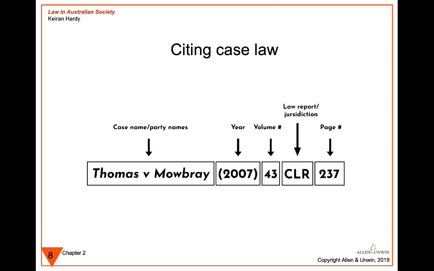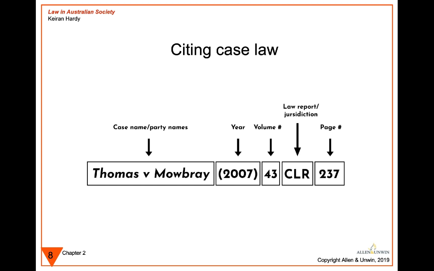We start with the two party names, in this case Thomas and Mowbray. And we say Thomas and Mowbray, even though there's a V, because the V stands for versus, as in the two parties are versing each other in the courtroom. In America, it would be more common to say Thomas v. Mowbray, but in Australia, we'd say Thomas and Mowbray.